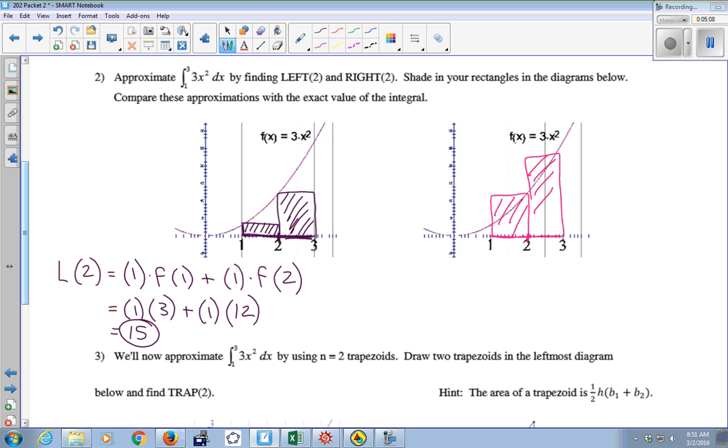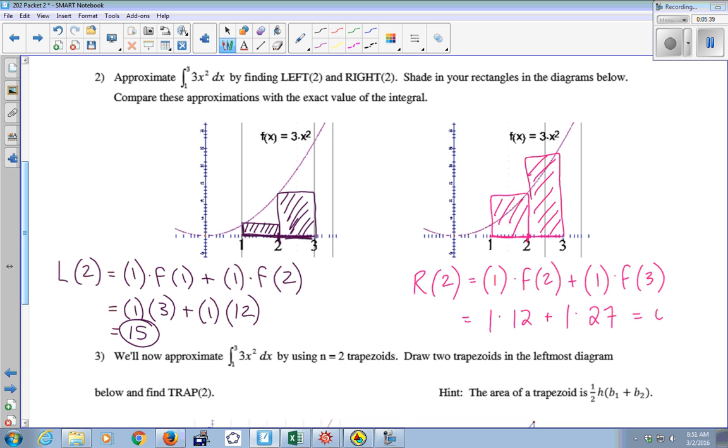So those are the two rectangles I need to find the area of, add them together, and I'll have right 2. So this first one should be base of 1, height is f of 2. Second rectangle, the base is 1 and the height is f of 3. So this is 1 times 12 plus 1 times, if I plug a 3 into 3x squared, I get 27. So that comes out to 49.